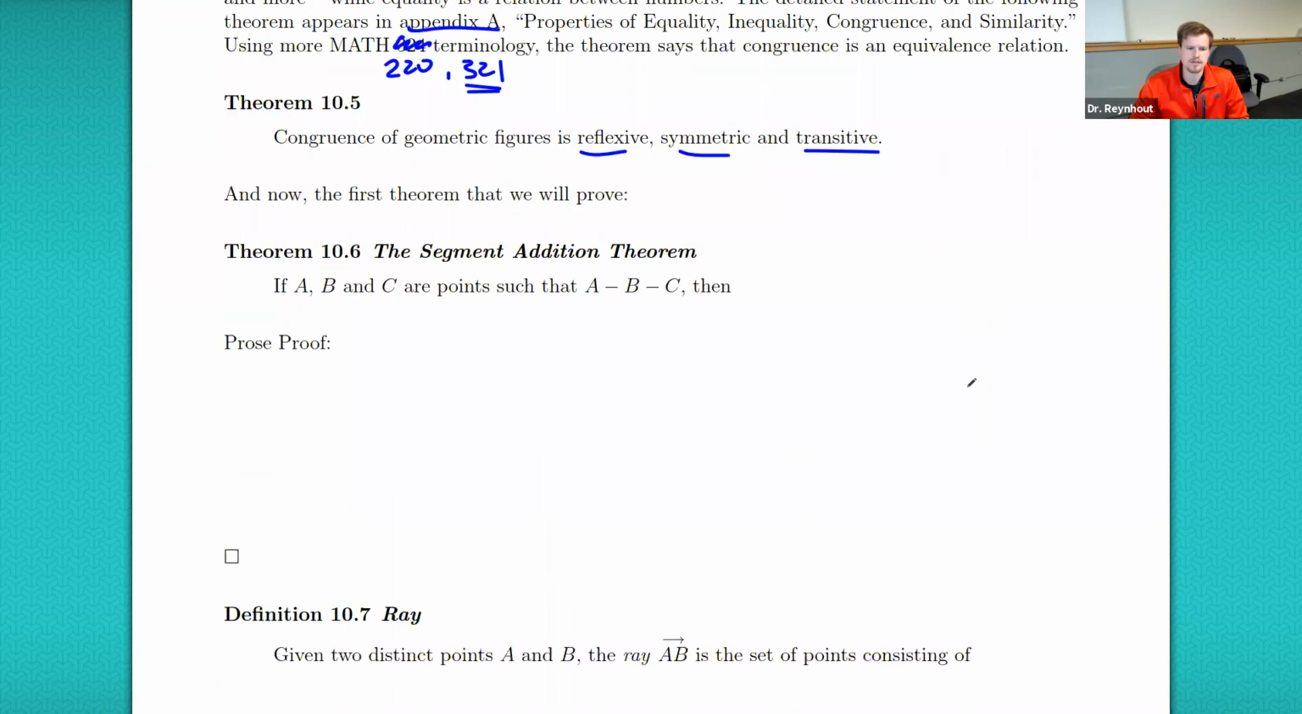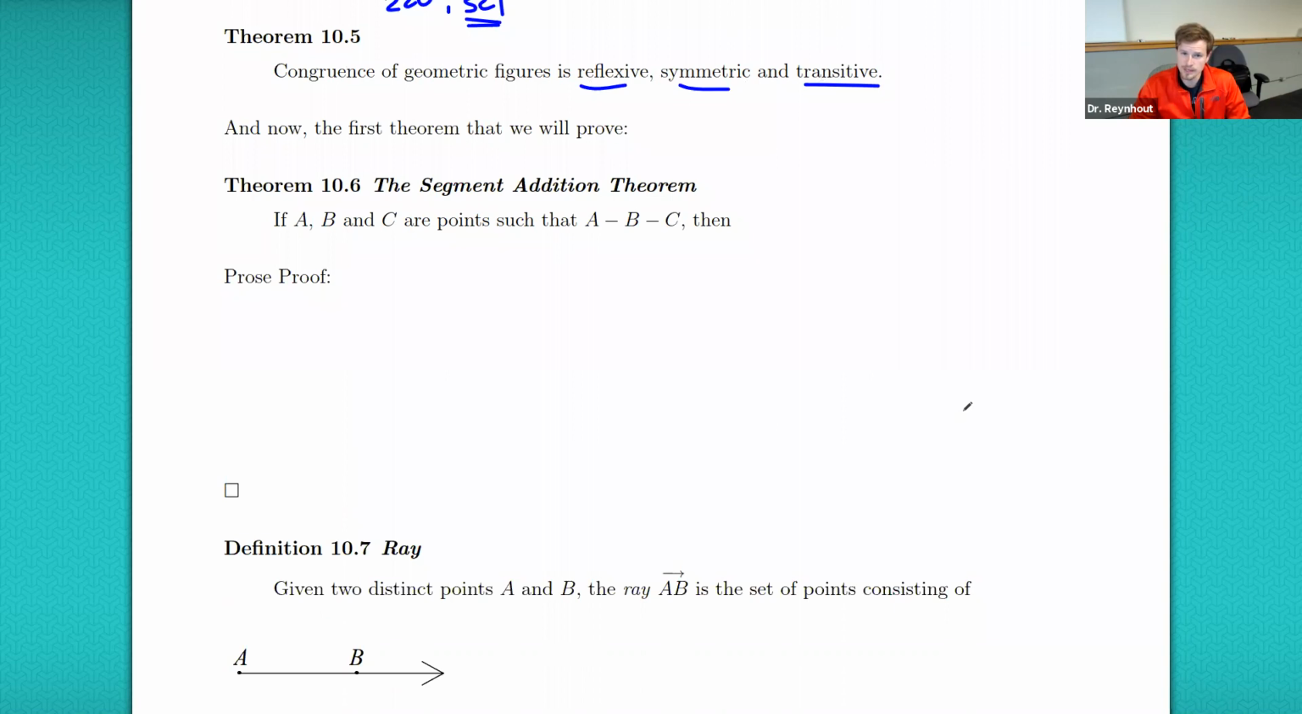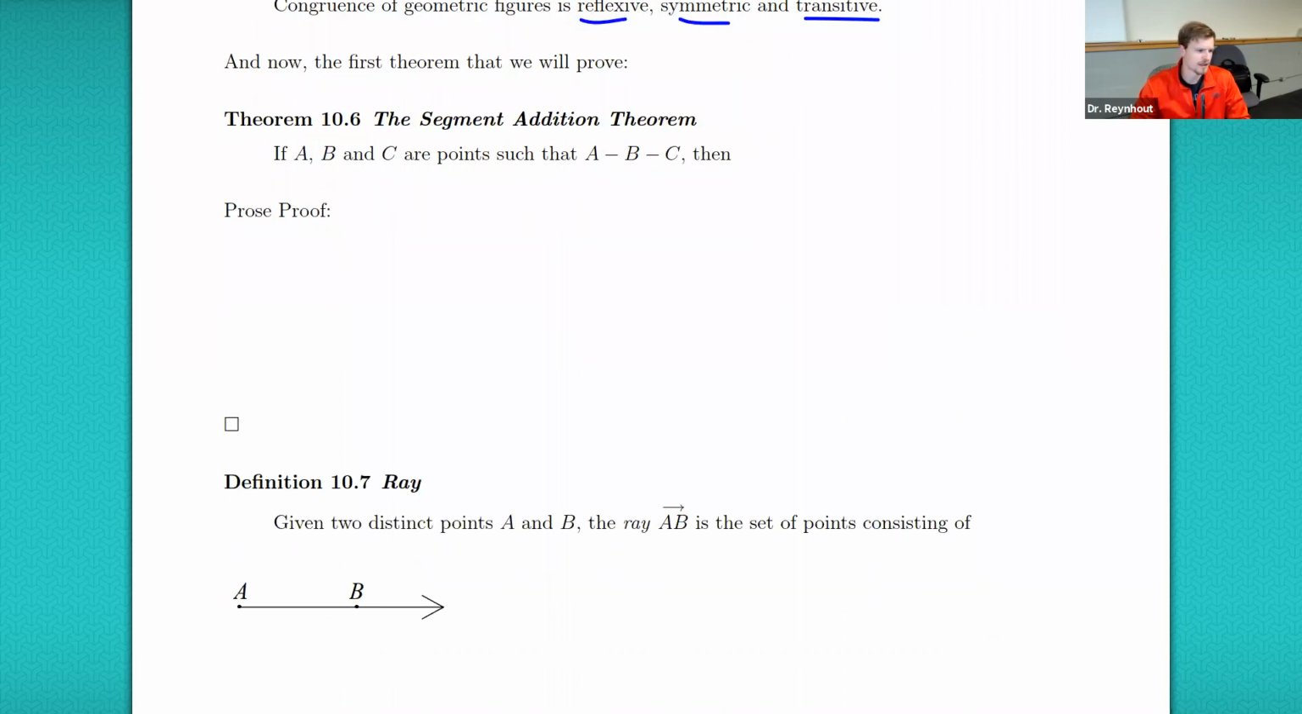All right, so we're going to take a look at a theorem, and we will actually prove it in this case. However, this one is going to require a prose proof, so it's not a two-column proof, it is a prose proof. So it's essentially some text, right? We're going to explain what's going on. A prose proof.